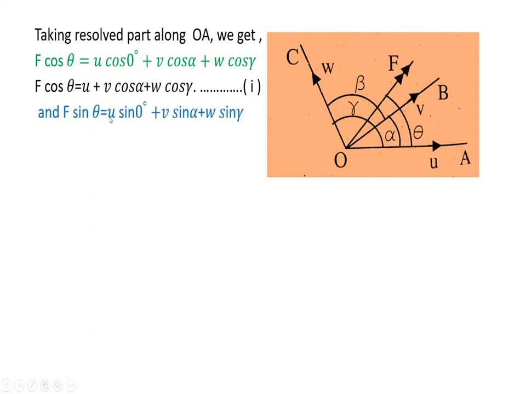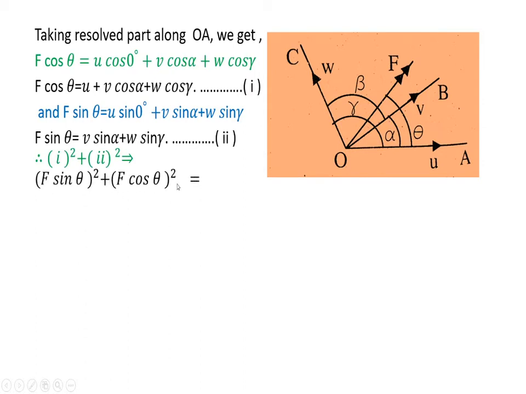Similarly, we get F sin theta equal to u sin 0 degree plus v sin alpha plus w sin gamma. So F sin theta equal to v sin alpha plus w sin gamma, because sin 0 degree equal to 0. So this term vanished. Boys, we indicate this equation by 2. If we square and add equations 1 and 2, that means F sin theta whole square plus F cos theta whole square equal to (u plus v cos alpha plus w cos gamma) square plus (v sin alpha plus w sin gamma) square.